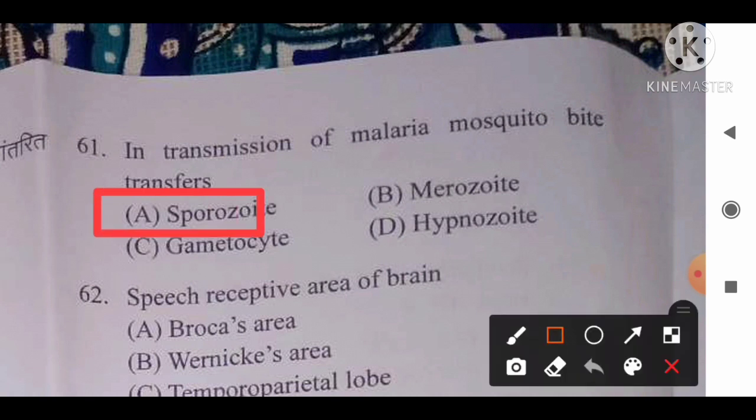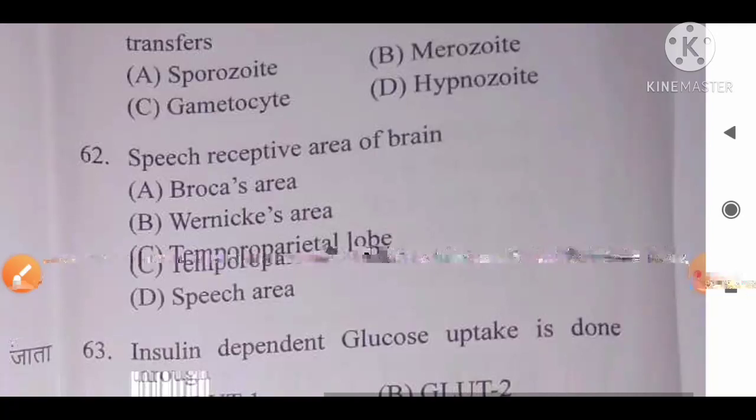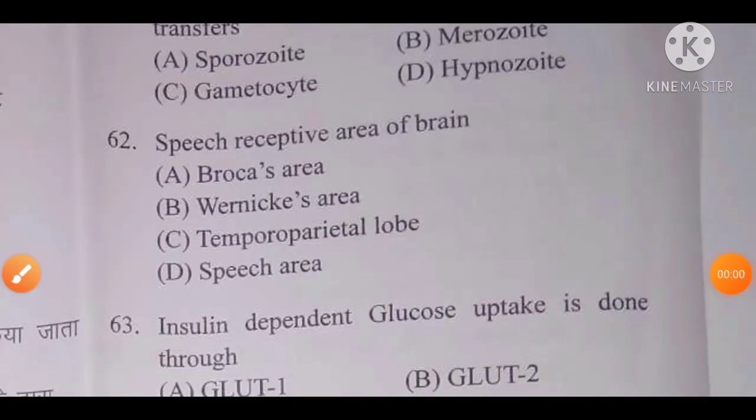Option A is the form of malaria that is transmitted through the bite of mosquito to the human being. So option A will be the correct answer for this question. Move to the next question number 62.